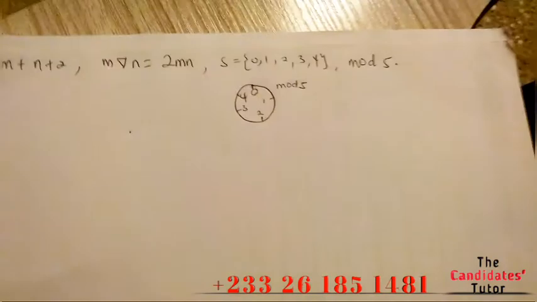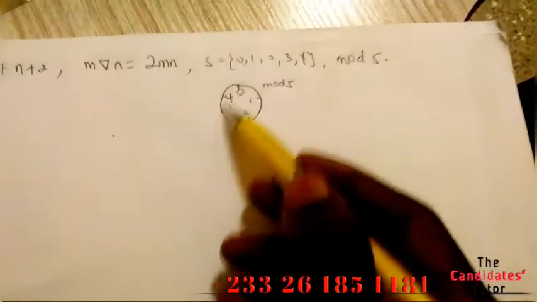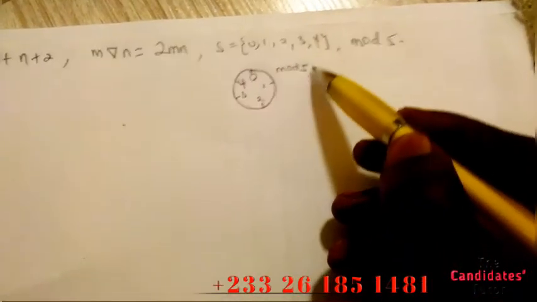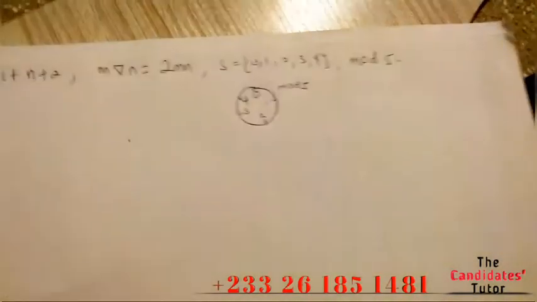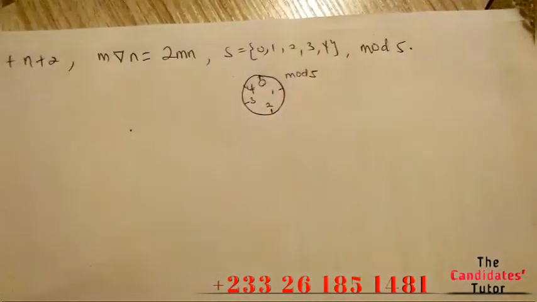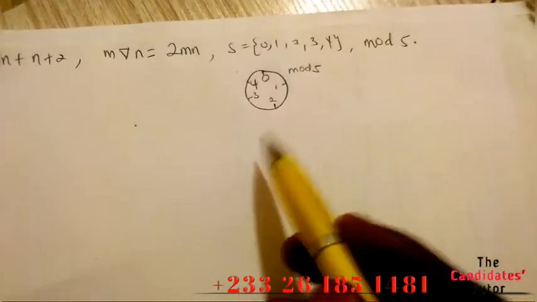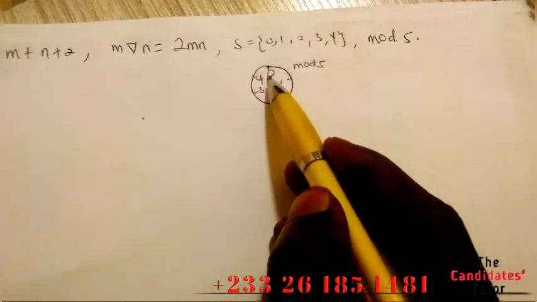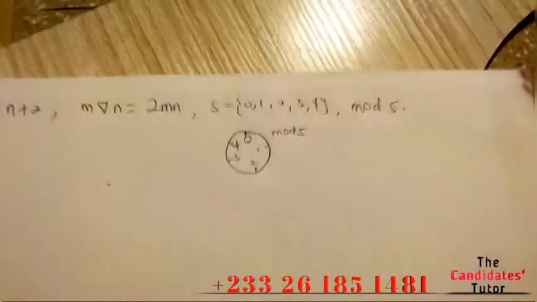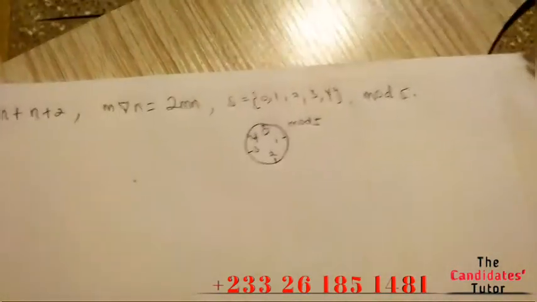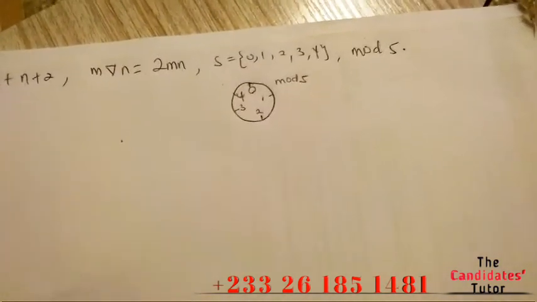Now, one interesting thing I would always want to do is to draw a circle, the face of a clock. If I'm working in mod 5, I start numbering from 0 to 4. If I'm working in mod 6, I'll number from 0 to 5. If I'm working in, let's say, mod 10, I'm going to number from 0 to 9. If I am working in mod 20, I'm going to number from 0 to 19, excluding the 20 itself.